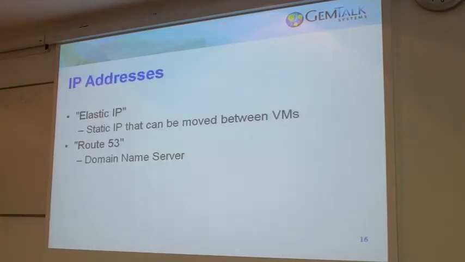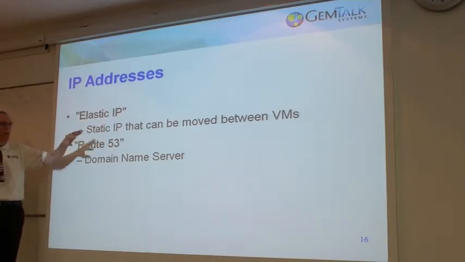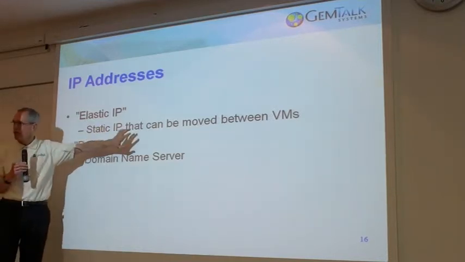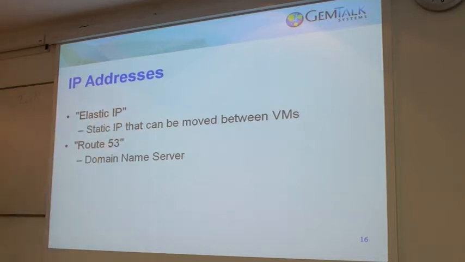So IP addresses, Amazon has something called an elastic IP. It's elastic, but it's static. It can move between VMs, so you can pick it up off this VM and put it on that one. And so you can associate a domain name server with an IP, then you can associate an IP with a virtual machine.